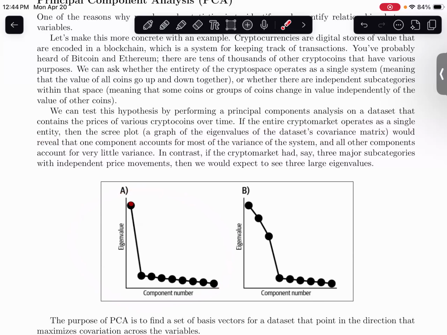Each of these dots, on the x-axis, tells you the number of components that you have, which is really the number of columns you would have in your U matrix, or the number of rows you would have in your V matrix. Really, the number of eigenvectors you have. So the x-axis measures the number of eigenvectors, and the y-axis measures the size of the corresponding eigenvalue.